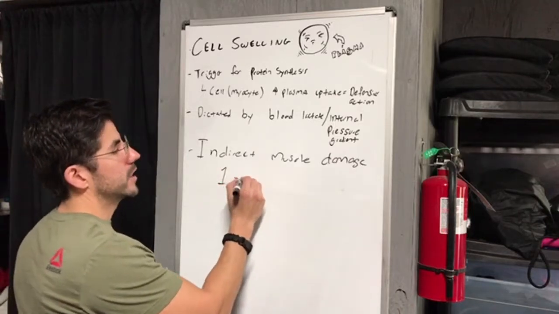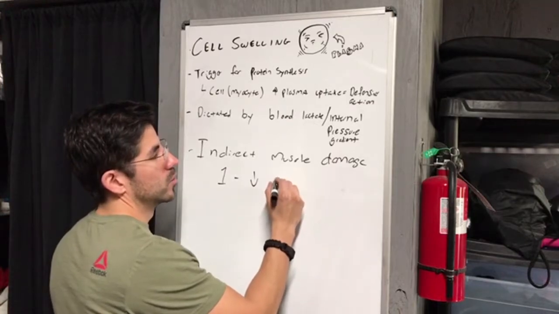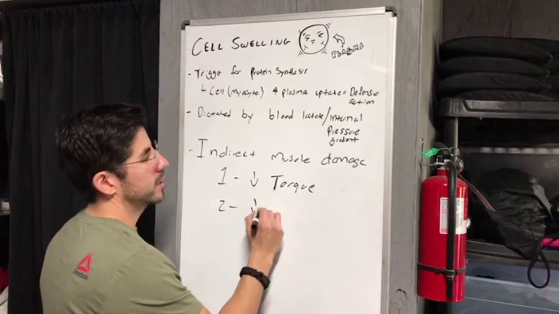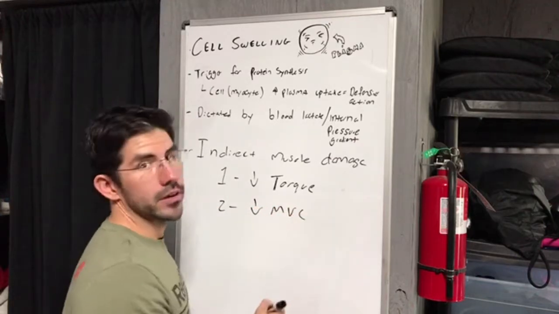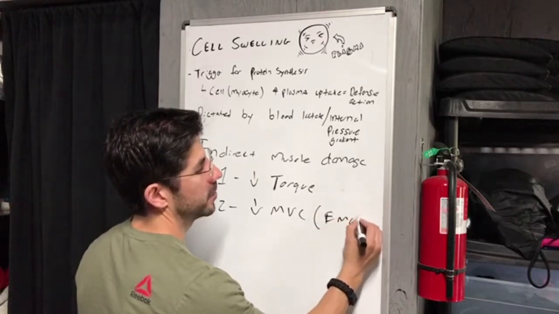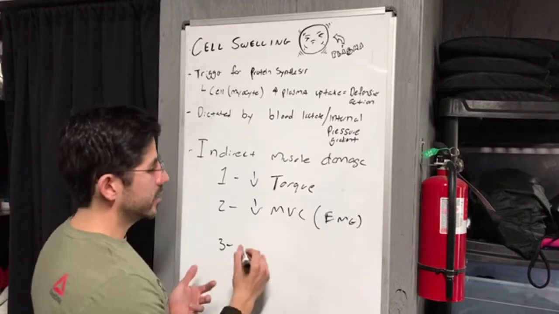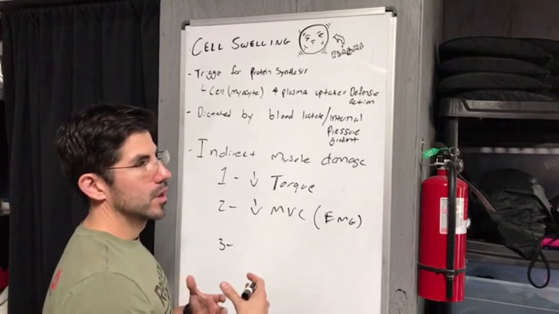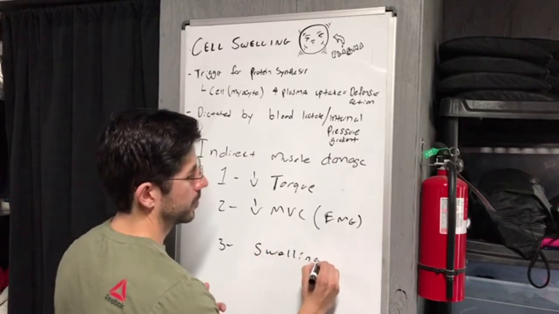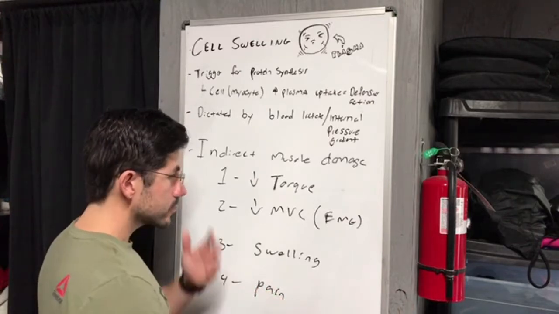So indirect markers of muscle damage. Number one is really going to be a drop in torque production, right? So we'll say a drop in torque. Number two being a drop in MVC or maximal voluntary contraction, largely related to torque, but measured via EMG. Three, we're going to want to look to see if there's any sort of chronic swelling or just swelling in general. And four, obviously we're going to want to see if there's pain.